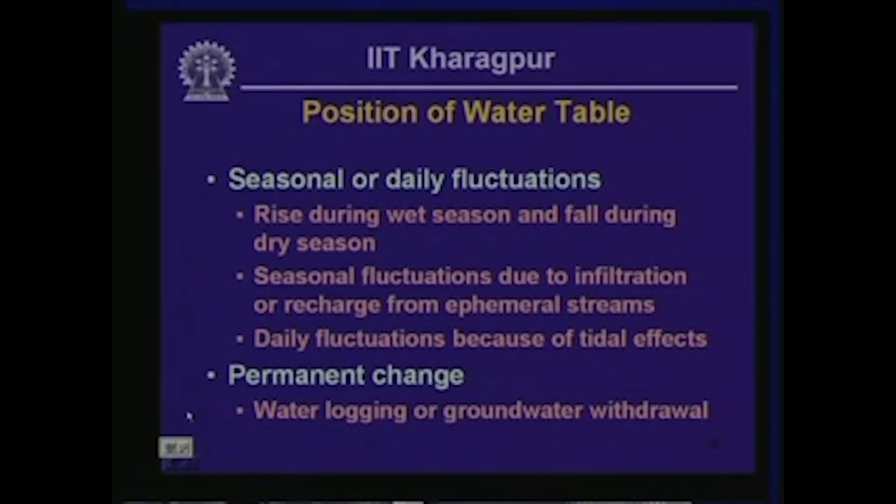Okay. Position of water table can fluctuate seasonally. It will rise during wet season and fall during dry season, and seasonal fluctuations can also be because of infiltration and recharge from temporary streams of groundwater. There could be daily fluctuations also because of tidal effects, or there could be permanent changes in groundwater table because of waterlogging or because of groundwater withdrawal exceeding the rate of groundwater recharge.